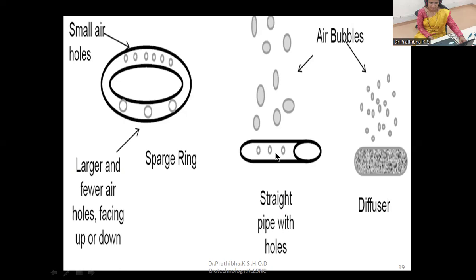Around the pipe there will be perforations, meaning holes. Vertical pipes fitted with a sparger can also be used to generate air bubbles. We can also use a diffuser, and to this also the sterile air can be sent.